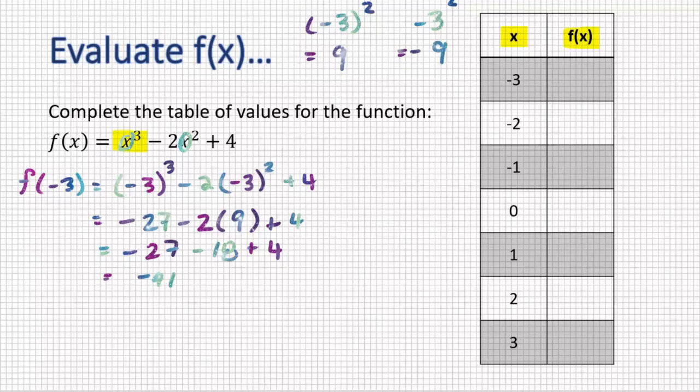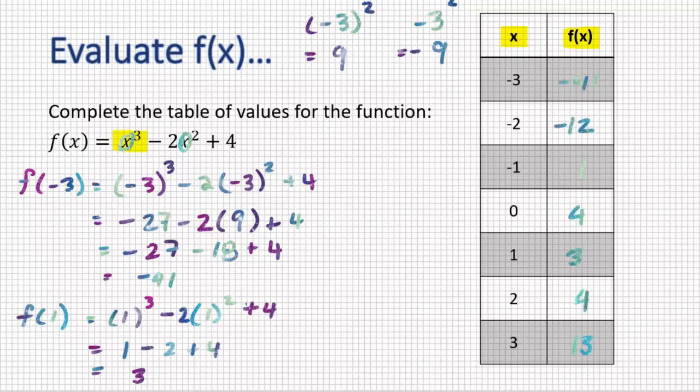Let's try a positive number. Let's find f at 1. Well, now I'll take 1 and cube it, subtract 2 times 1 squared, and finally add 4. That gives me 1 minus 2 times 1, or just minus 2, plus 4. And here we have positive 3. Try the remainder of the values of x to fill in this table.